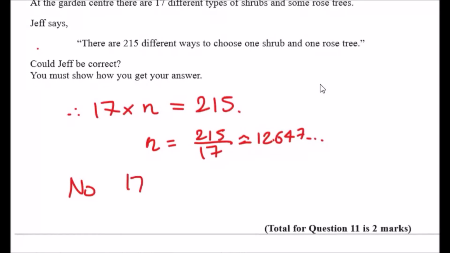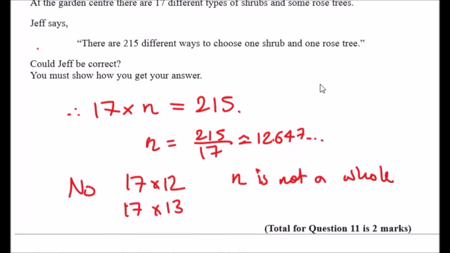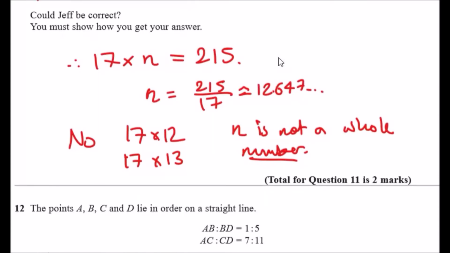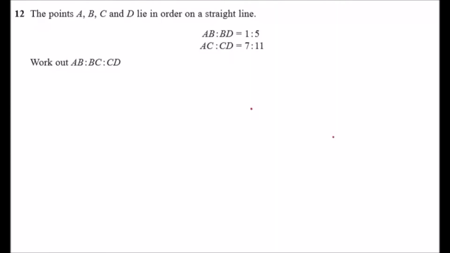He probably bought 17 times 12 plants or 17 times 13 plants. He needs a whole number. So we say that n is not a whole number. So always give yourself a clear answer of why it doesn't work. That's it really. Okay guys, number 12.